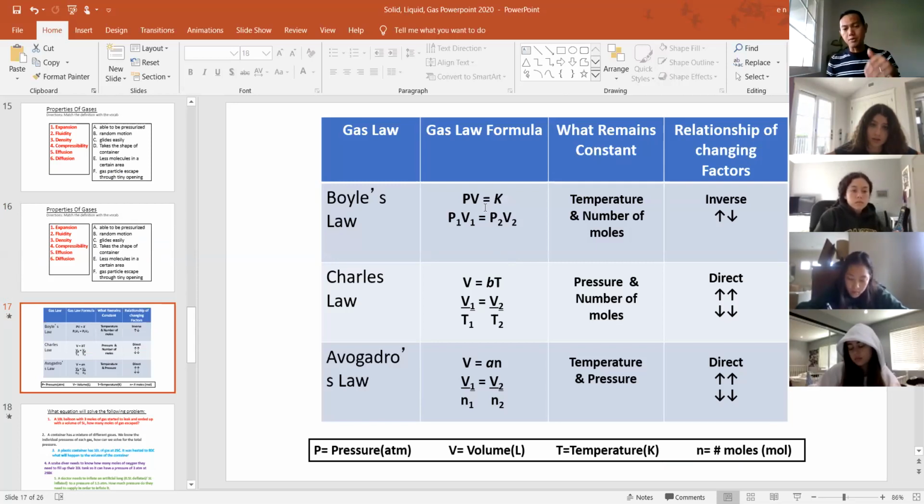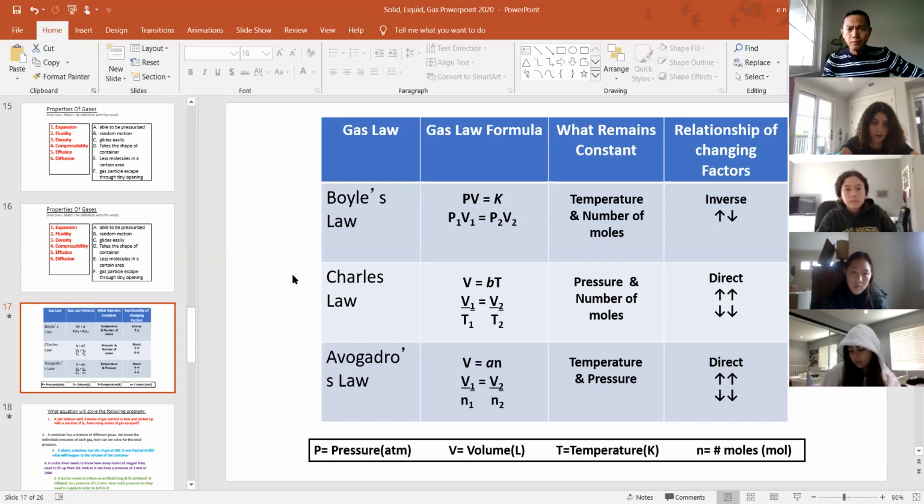Same thing with Charles's and Avogadro's law. The formulas we're using are the ones that have the initial and final, the ones and twos. So that's what the 1 and 2 signify: the condition right now versus the condition after something changes. Just keep in mind that that's what we're going to be doing.